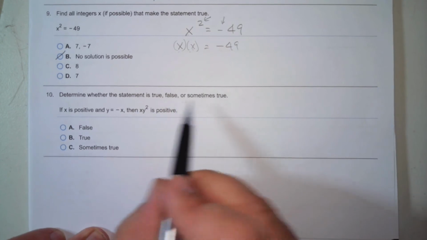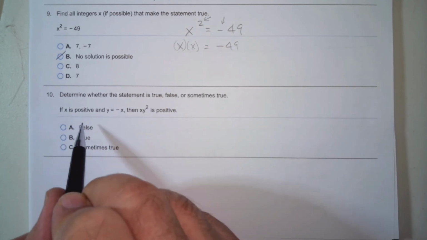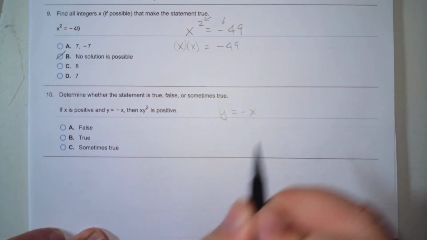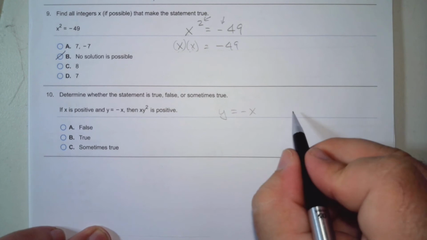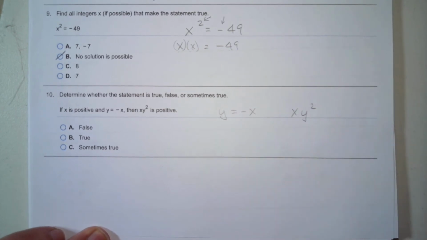Determine whether the statement is true, false, or sometimes true. If x is positive and y equals negative x, then x times y squared is positive. It's greater than 0.